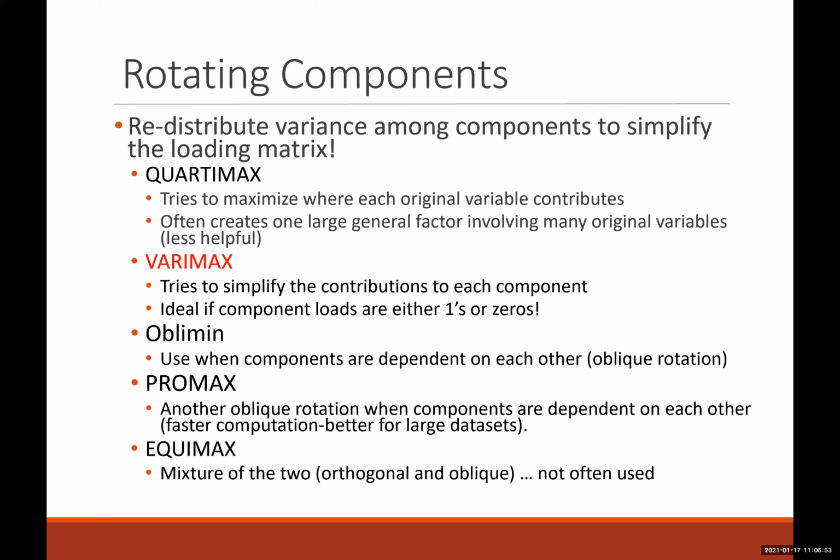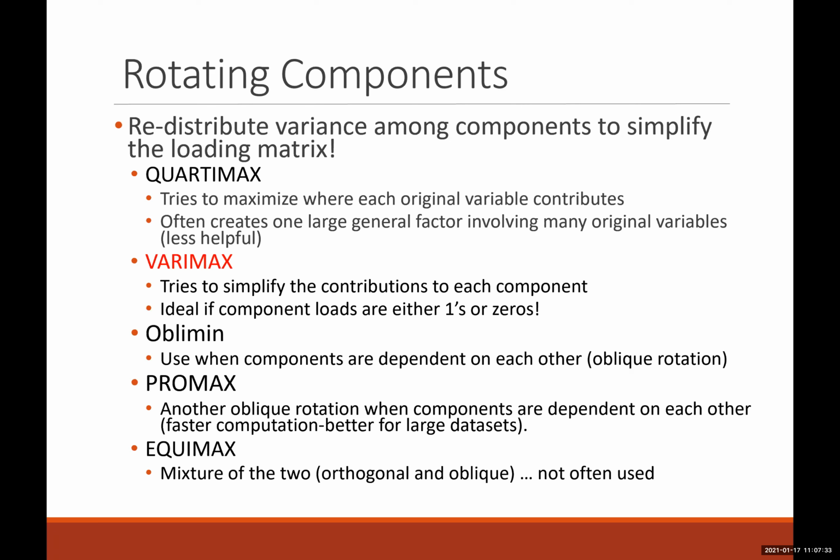So as I was mentioning, there are several different types of rotations, and these are just the most common ones out there. Varimax rotation, as I mentioned, assumes that the components are independent of each other. Well, what happens if these principal components are not independent of each other? What happens if they are actually dependent on each other? If they're dependent, then the rotation is considered oblique, also referred to as the Oblimin rotation. So if they're dependent principal components or factors, we'll use the Oblimin oblique rotation.